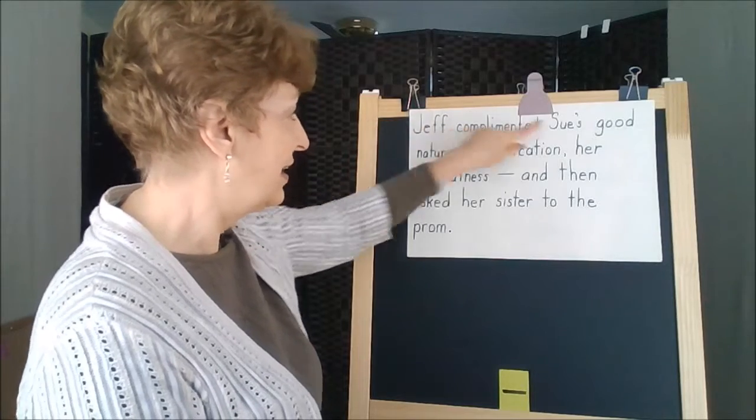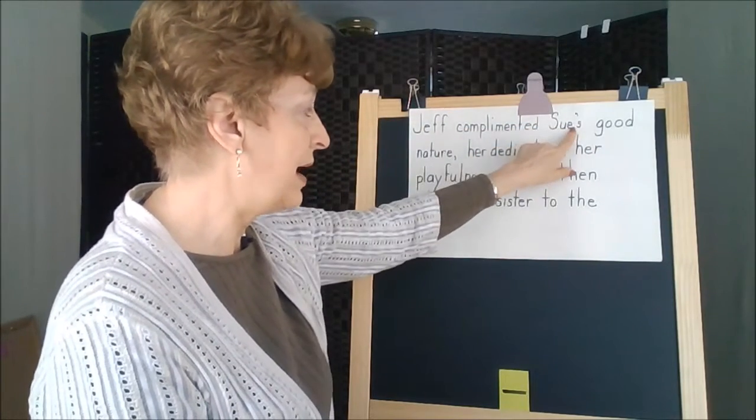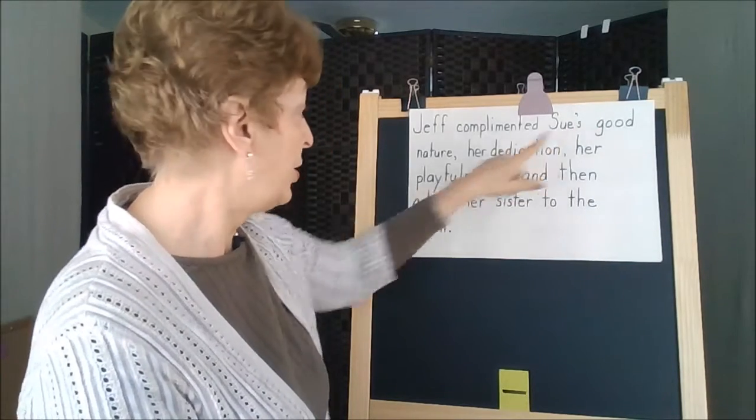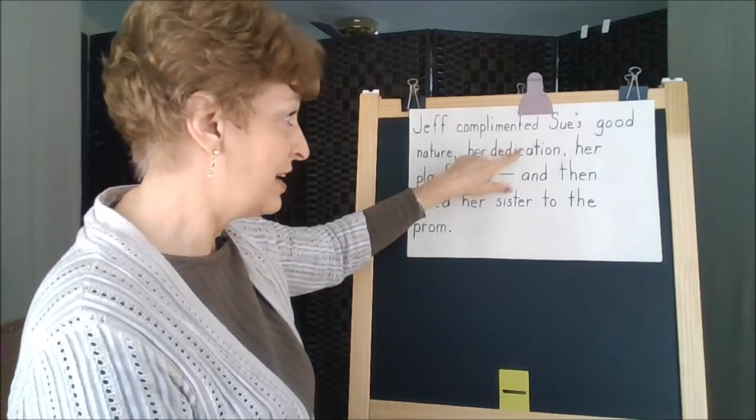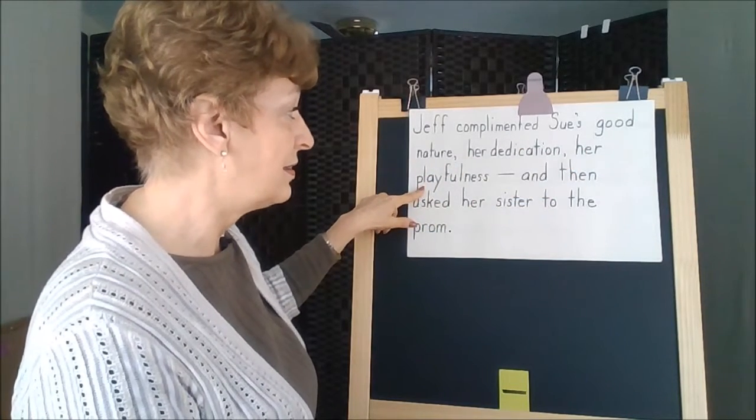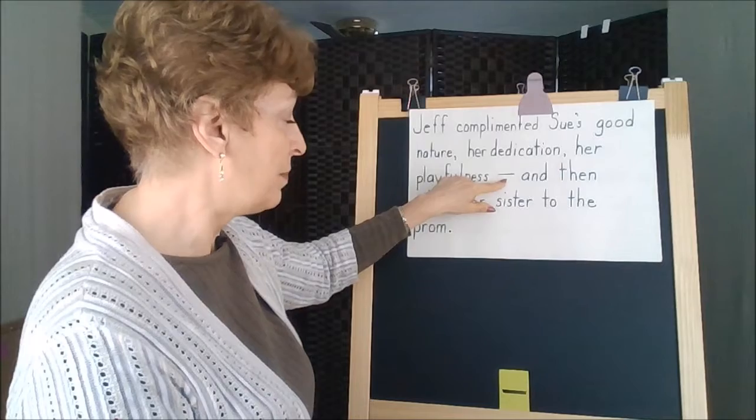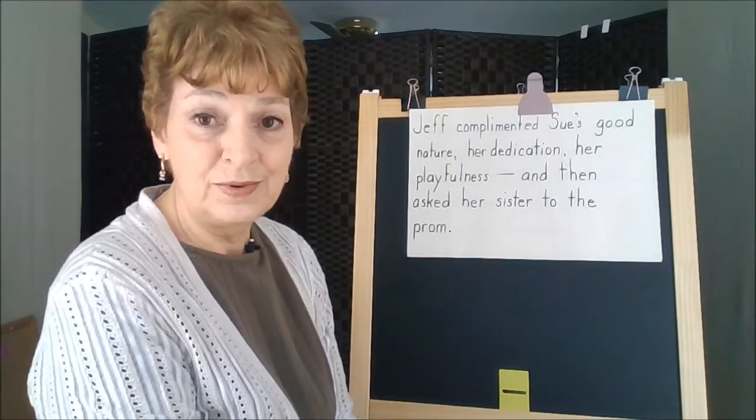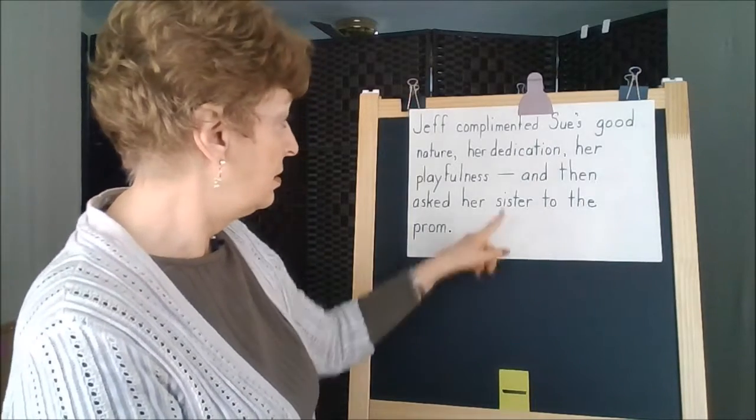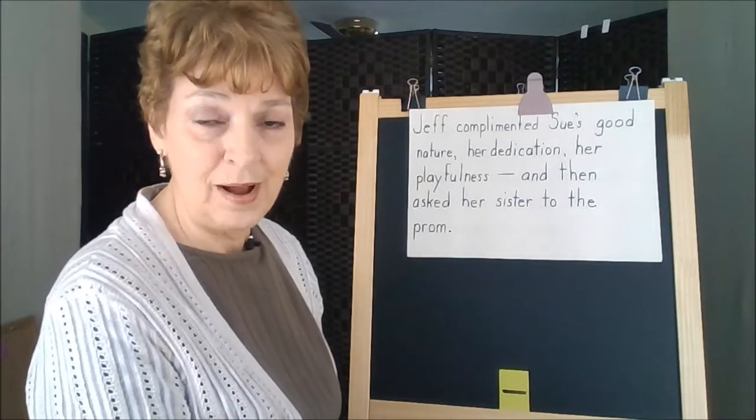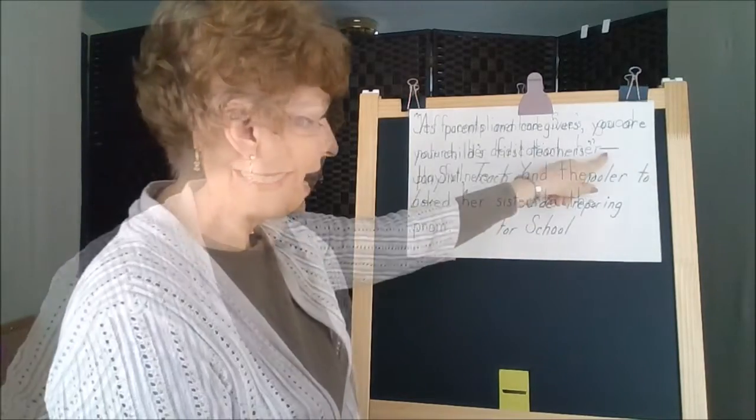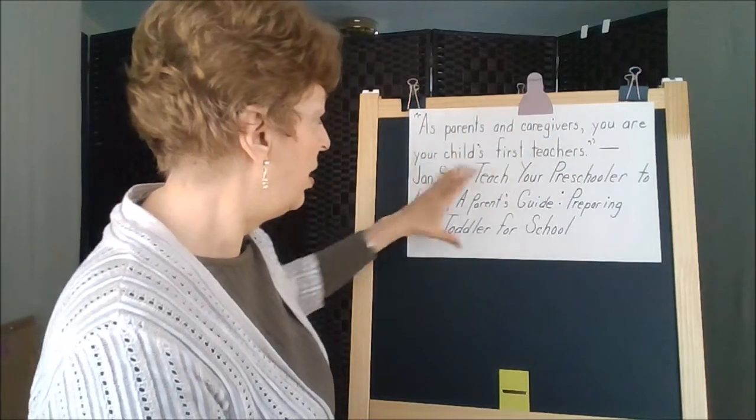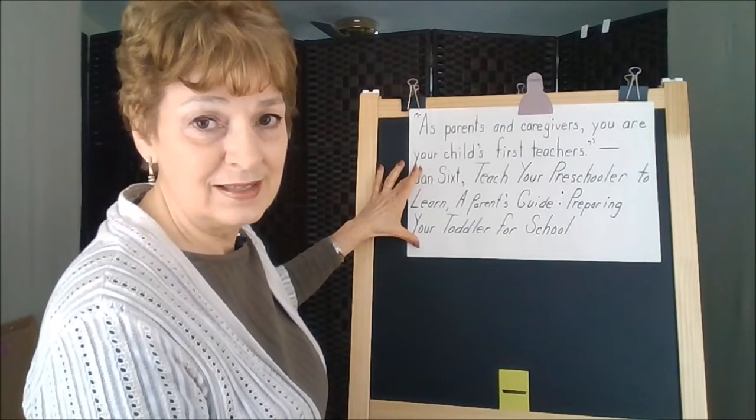We have Sue's good nature. Here we have an apostrophe S, meaning that Sue owns her good nature and her dedication, and she owns her playfulness. The dash now is interrupting Jeff's progression. We think that he's really smitten with Sue. And then he asks her sister to the prom. What's that about? A dash, an em dash, is used to separate the quote from the author and the book's title.